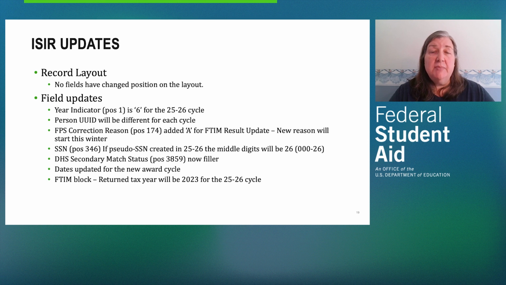The DHS secondary match, that is no longer being used. So that position on the ICER has been converted to filler. So there will be no information included in that field. And then we also have updated the dates for the new award year. So the date ranges will fall within the processing cycle for 25-26. And as we talked about a little bit before around the SAI calculation, in the FTIM block of the ICER, the tax year that will be located there will be the 2023 tax year to correspond to the 25-26 FAFSA.